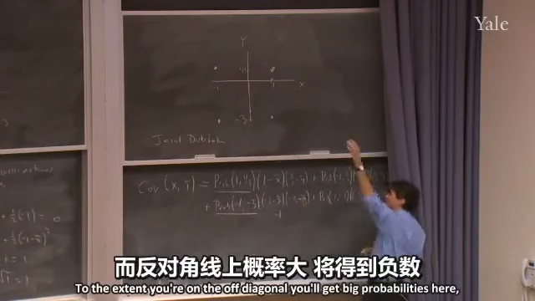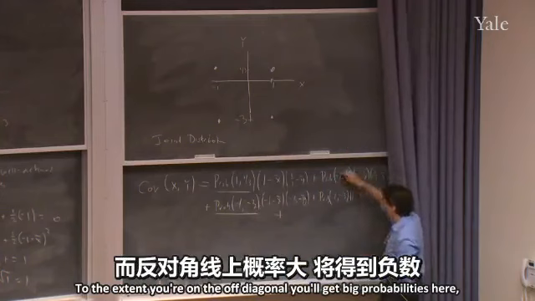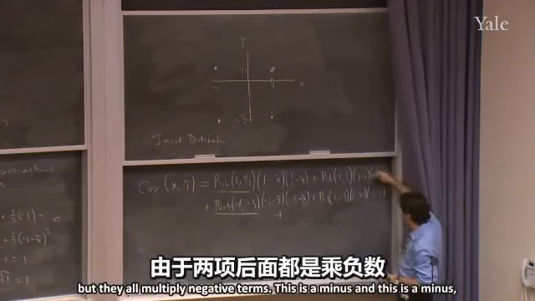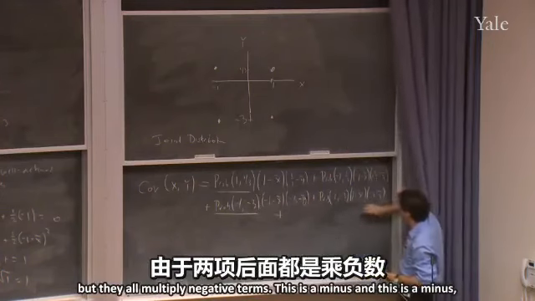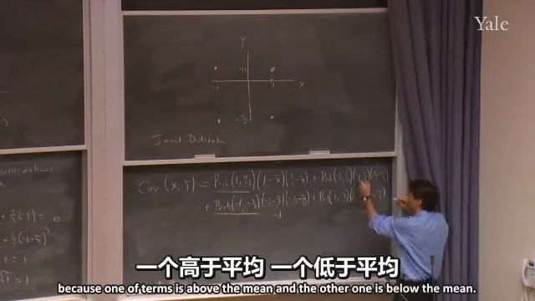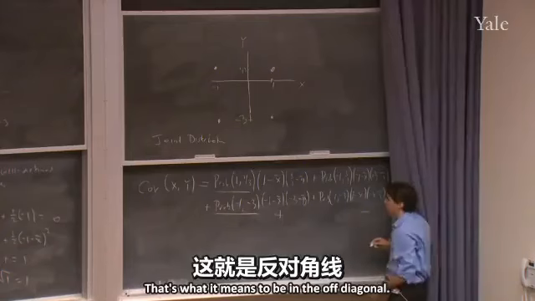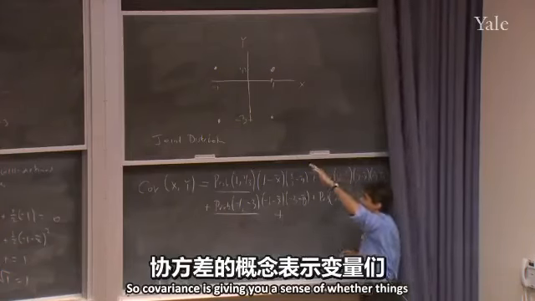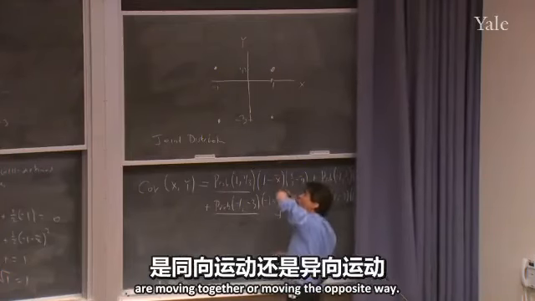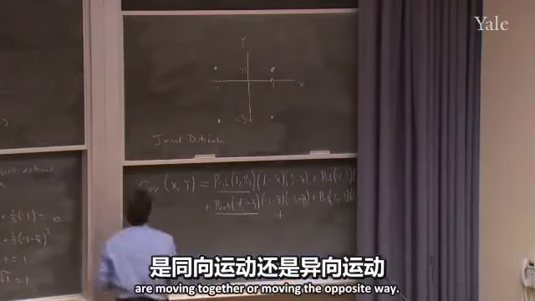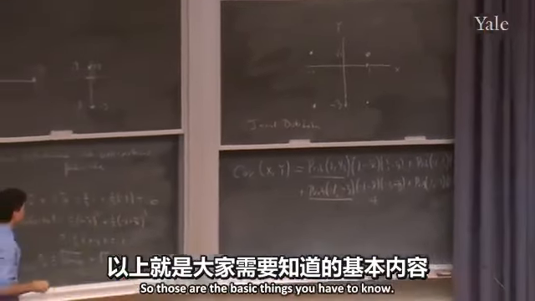To the extent you're on the off diagonal, you'll get big probabilities here, but they all multiply negative terms. This is a minus and this is a minus because one of the terms is above the mean and the other one's below the mean. That's what it means to be in the off diagonal. So covariance is giving you a sense of whether things are moving together or moving the opposite way. Okay, so those are the basic things that you have to know.